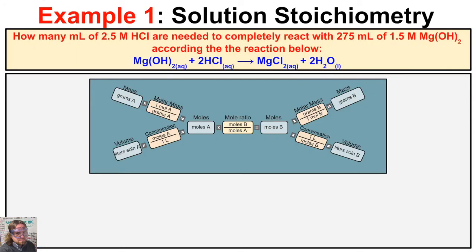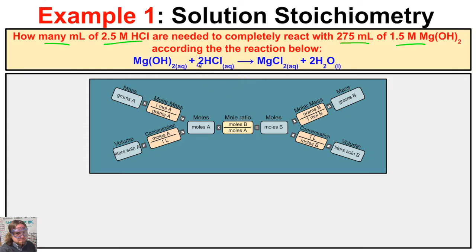In this very first example, it says: how many milliliters of 2.5 molar hydrochloric acid are needed to completely react with 275 milliliters of 1.5 molar magnesium hydroxide according to the chemical reaction below. The reaction tells us that a solution of magnesium hydroxide reacts with hydrochloric acid, and what ends up being produced is a solution of magnesium chloride and water. So this is asking how many milliliters of 2.5 molar HCl are needed.